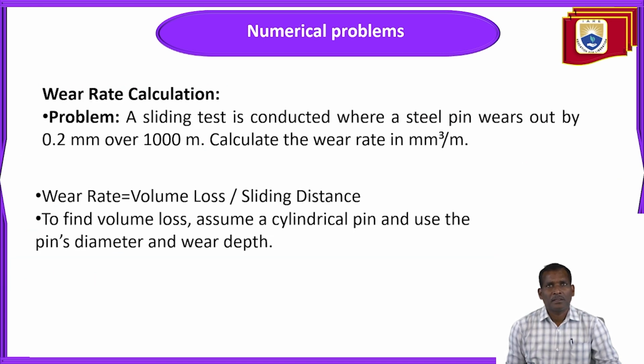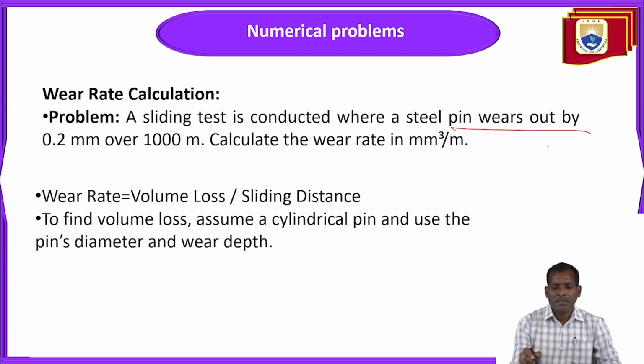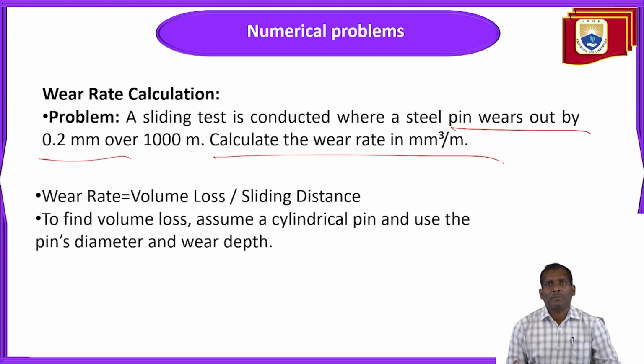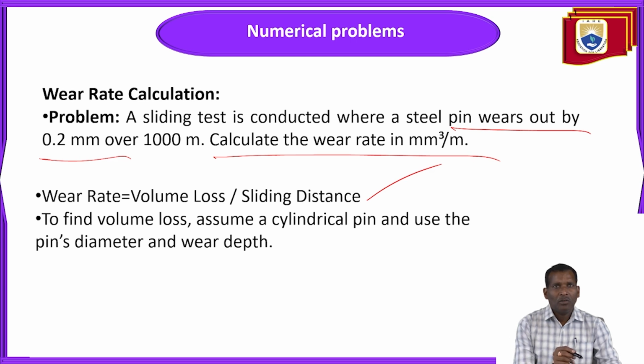So wear rate calculation. Already we have seen this in the previous problem. A sliding test is conducted where a steel pin wears out by 0.2 mm over 1000 meter. Calculate the wear rate in mm cube per meter. So the wear rate is volume loss upon sliding distance. To find volume loss, assume a cylindrical pin and use the pin's diameter and wear depth.